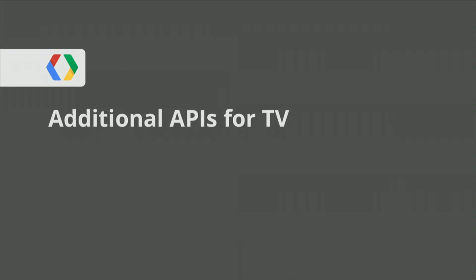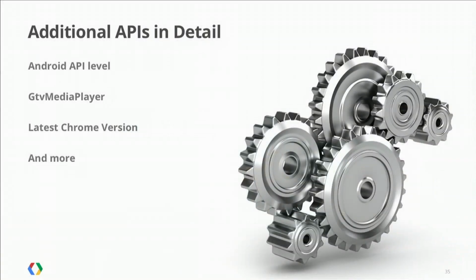So what else have we done? It's not just standard Android Jelly Bean. We have a couple more APIs that we think are really useful for people who create high-quality applications for the television. I just want to highlight a few of the APIs. There will be more. We will roll out documentation over the next couple of months. But of course, we have updated the Android API level, as I said, the Media Player, Chrome, and so on.